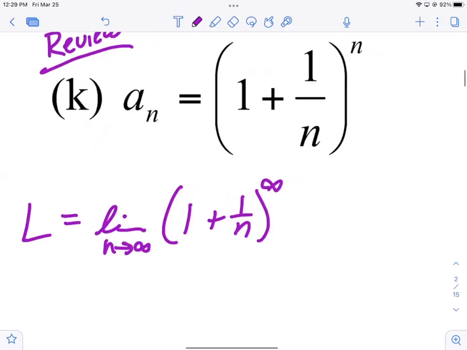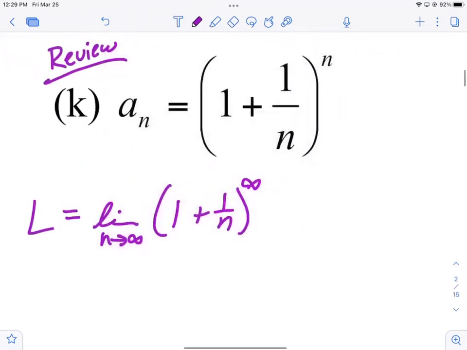Now, this one's kind of interesting because, I'm sorry, I already plugged in. This should still be to the n. My bad. If you plug in on the inside, 1 over n is going to 0, and 0 plus 1 then is approaching 1. So the inside is approaching 1 from above. It's always bigger than 1, but getting smaller towards 1. When you plug in infinity for n, you get an infinite power.